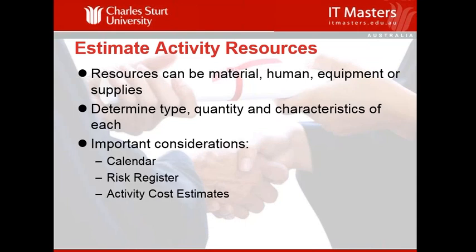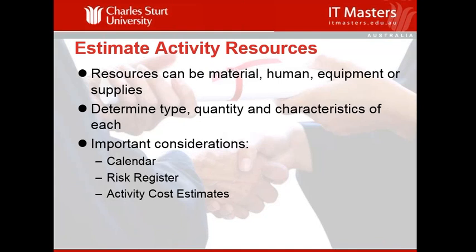And important considerations, particularly for humans, but can also happen when you're ordering equipment or supplies, is the calendar. When can these people be available? What leave do they have? The risk register is important. What risks have we got? Do we need to make contingencies and apply any understanding of our risks to the quantities that we require?